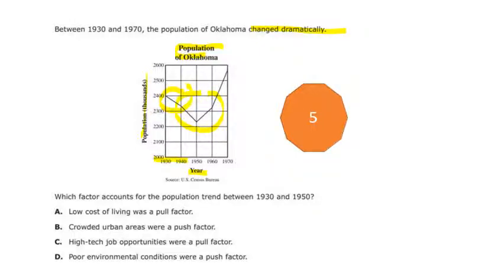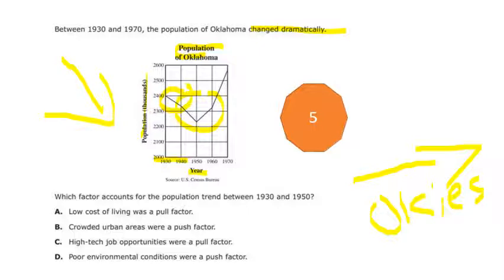Which factor accounts for the population trend between 1930 and 1950? And we just read a passage by John Steinbeck about this. These people left Oklahoma. Remember, they're migrants, they leave, they're the Okies. So when people leave, you have a population drop.